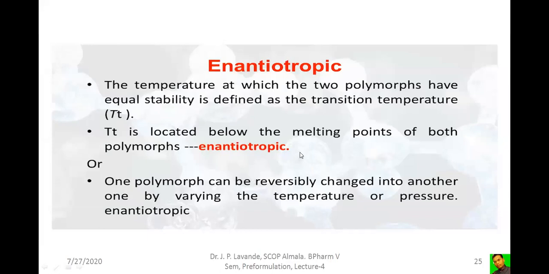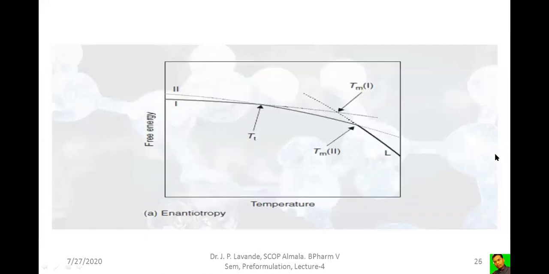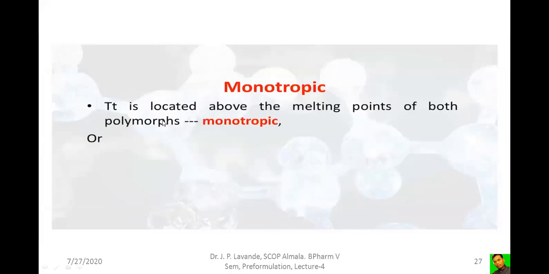So enantiotropes are such polymorphs whose transition temperature remains below the melting point of both polymorphs, and these are the reversible type of polymorphs. Monotropics, as far as the monotropic is concerned, it is vice versa. So in case of monotropes, the transition temperature is located above the melting point of both polymorphs, that is the monotrope. In case of enantiotrope, it is below. In case of monotrope, it is above the melting point of both the polymorphs.